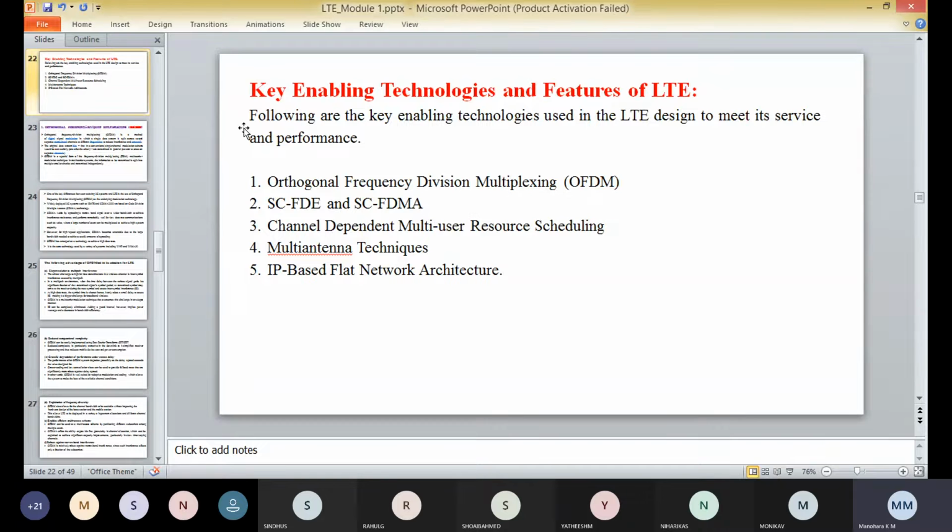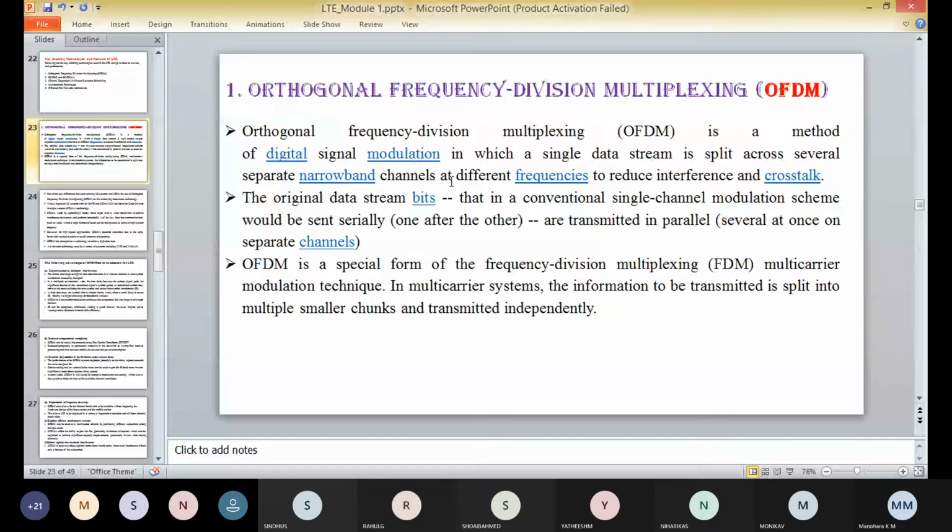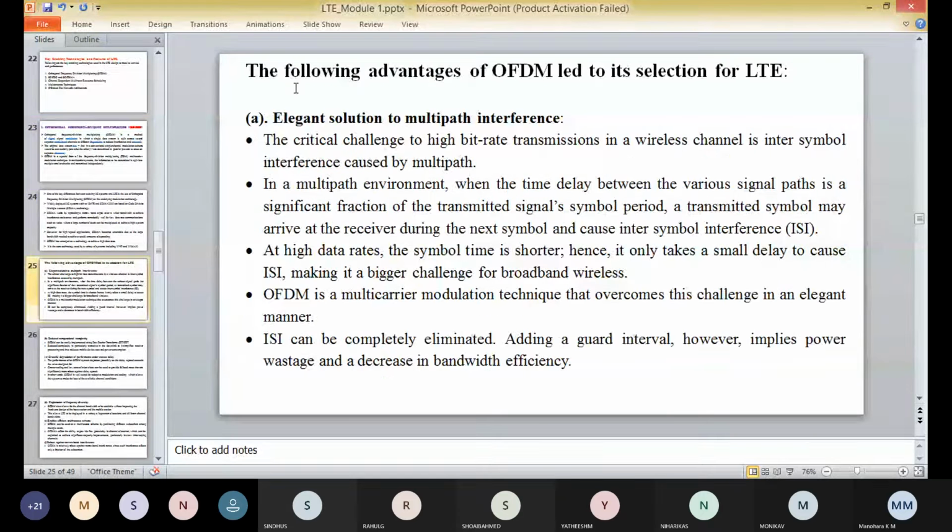So why is the OFDMA technique used for LTE? These are the following advantages.